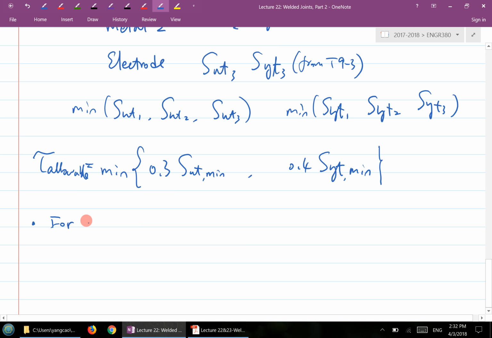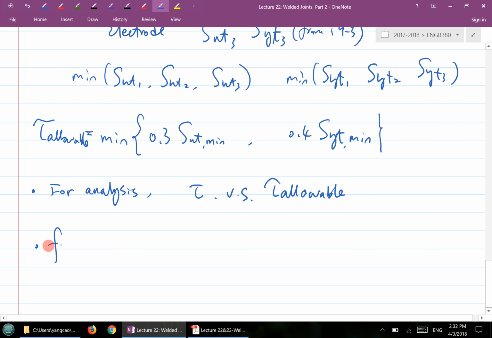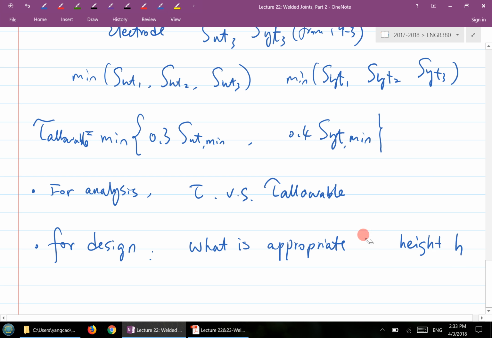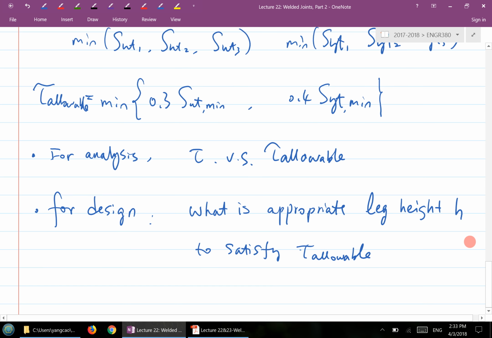For analysis, it's the tau versus the tau allowable. So it's the actual stress versus the allowable stress. Then you determine whether you have safe or not. But for design, what we're designing is, for example, what is an appropriate leg height h to satisfy this tau allowable. So that's a design type of question.